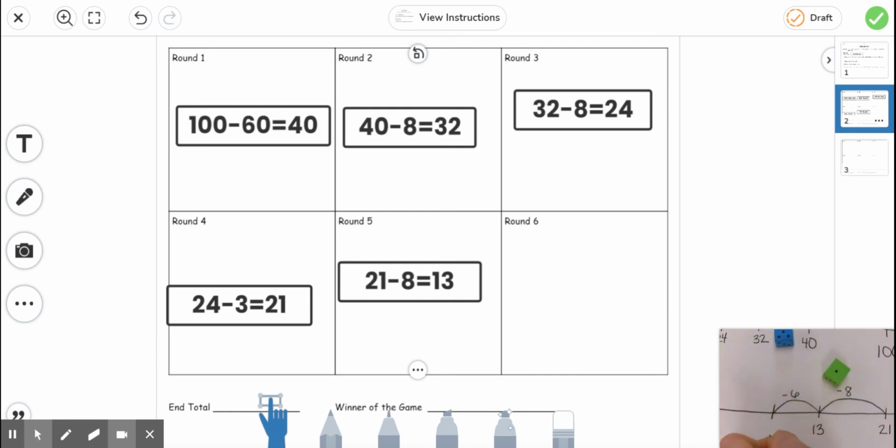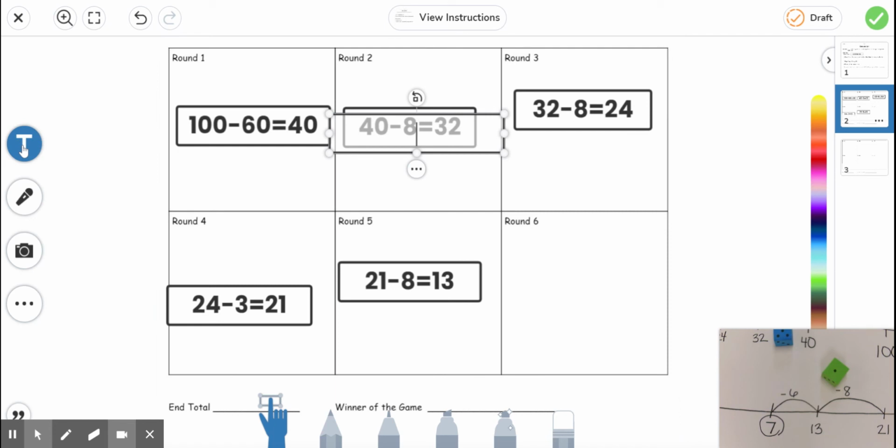13 minus 6. Oh, well, that is a fact I know. 13 minus 3 would be 10, and 3 plus 3 is 6. So 10 minus 3 would be 7. So 13 minus 6 is 7, which is going to be my ending number. My ending number is 7. So again, I'm going to fill in my last round here. That time I had 13 minus 6 equals 7.